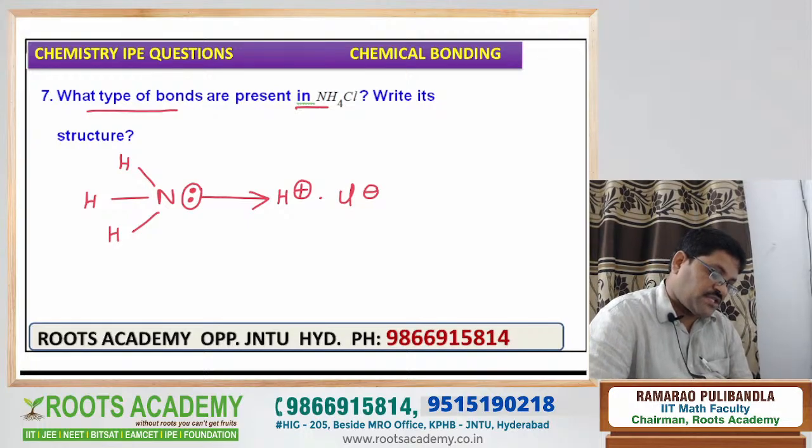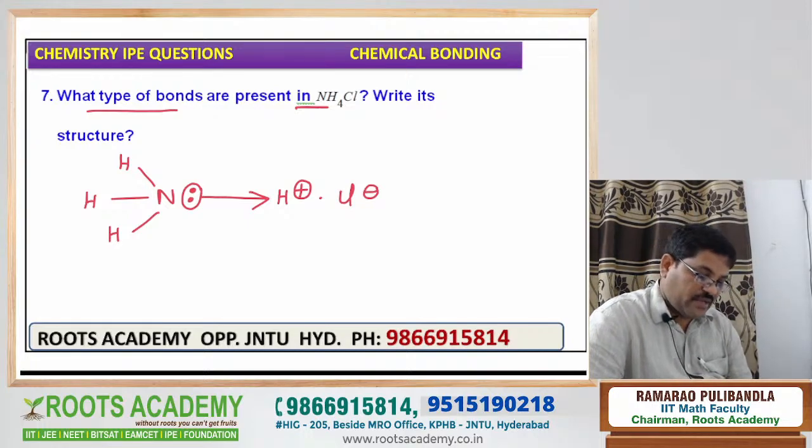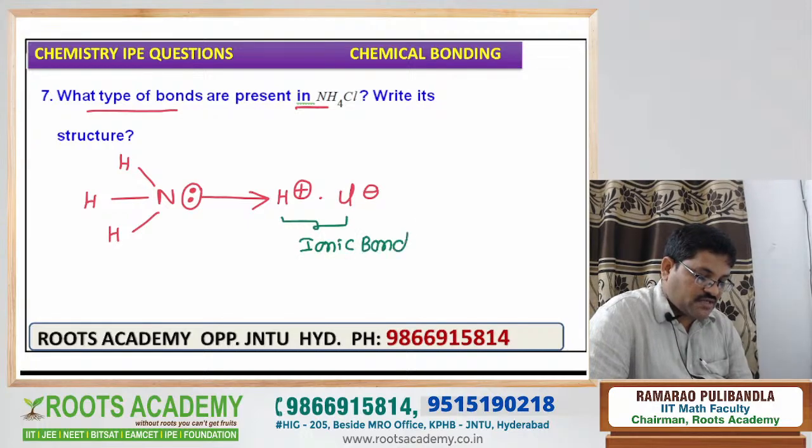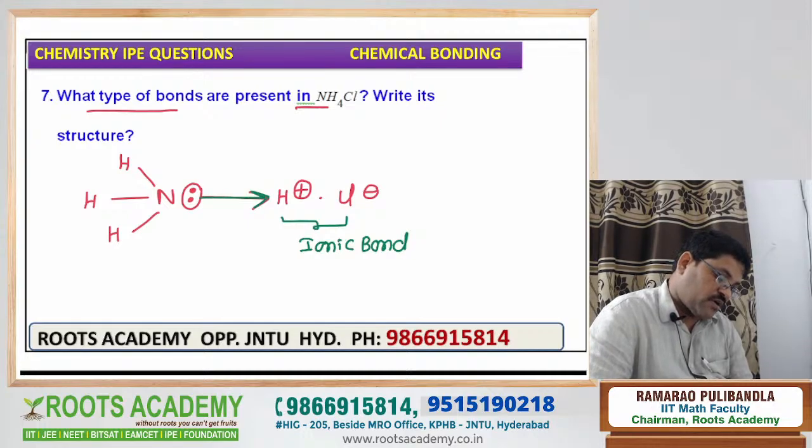Now here H plus and Cl minus are there. Because of H plus and Cl minus, this plus-minus is called an ionic bond. So an ionic bond is present. Now itself it is a what bond? Itself it is a dative bond. Dative bond is also called what? Coordinate covalent bond is called a dative bond, right?